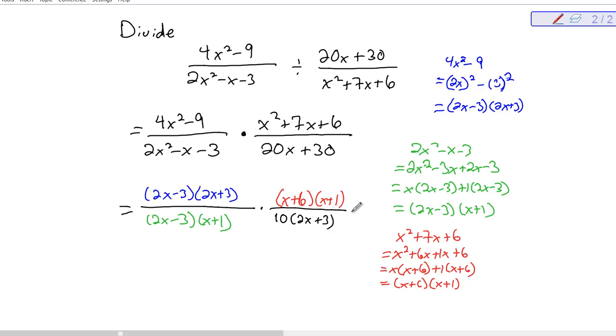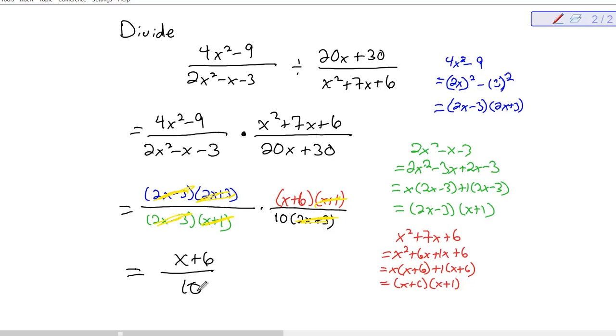Now I get to start crossing out one for one. So let's see. I can take 2x minus 3 and 2x minus 3. I can take an x plus 1 and an x plus 1. I can take a 2x plus 3 and a 2x plus 3. Okay. That leaves me with x plus 6 over 10, and that is my divided rational expression in simplified form.